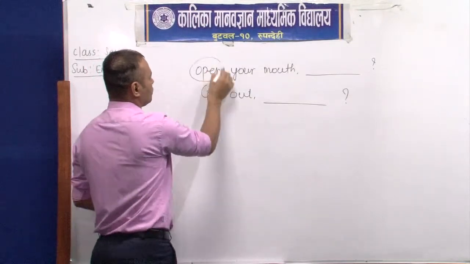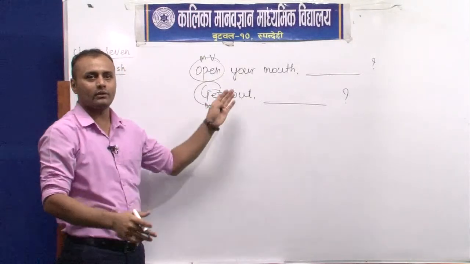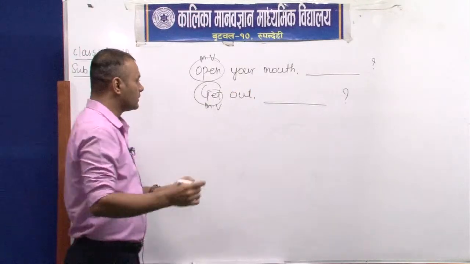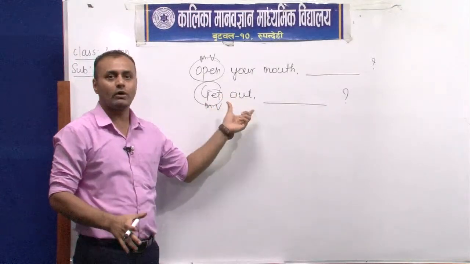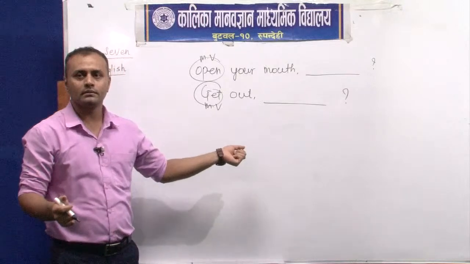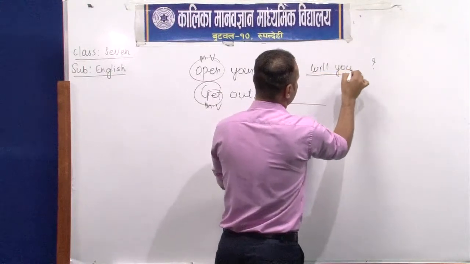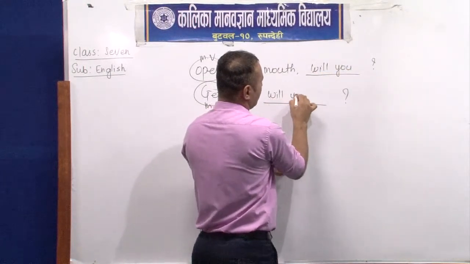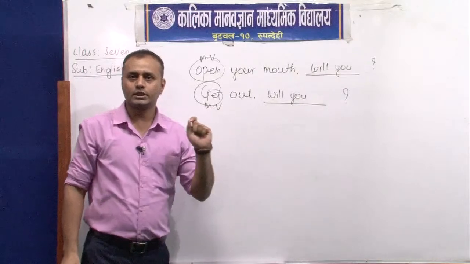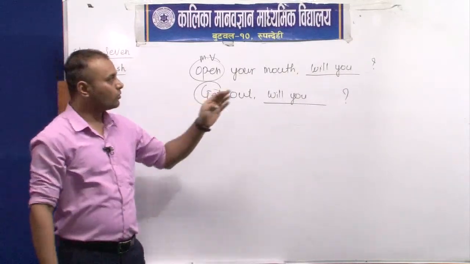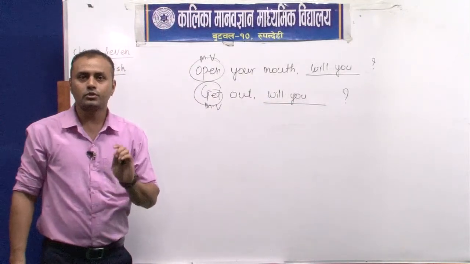imperative sentences. Open means main verb, right, main verb. Get means again main verb. Sentences which start with a main verb are known as imperative sentences, okay. So, if there are these kinds of imperative sentences, what will be the tag? Can you guess? That is right, we always use will you. Whether your imperative sentence is positive or negative, we always use will you in case of an imperative sentence, okay.